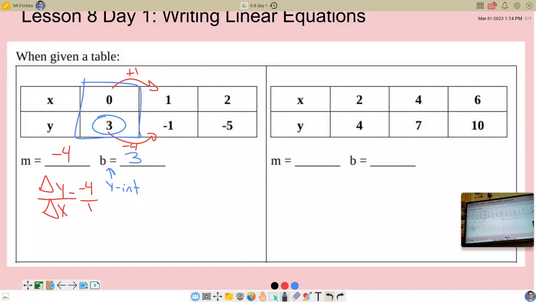Once you identify your m and your b, then you can write the equation. So again, your equation is y equals mx plus b. So then plug your m and your b in. So y equals -4x plus 3. Does that make sense, how we get the slope and how we get the y-intercept?